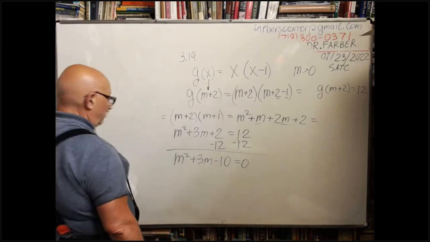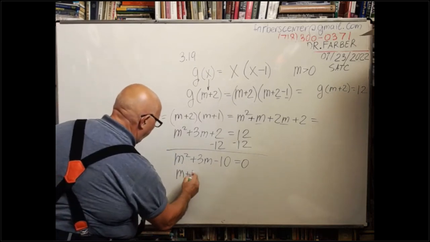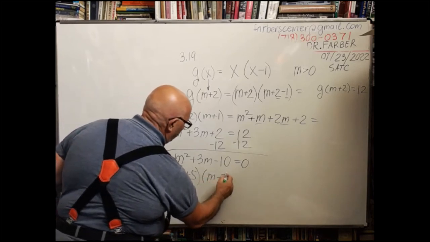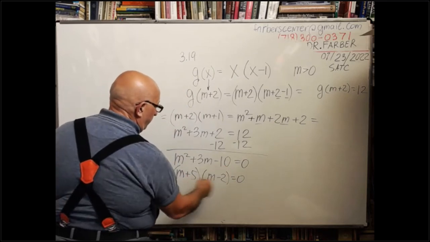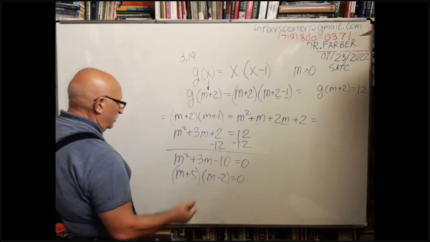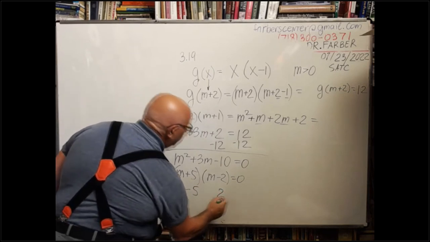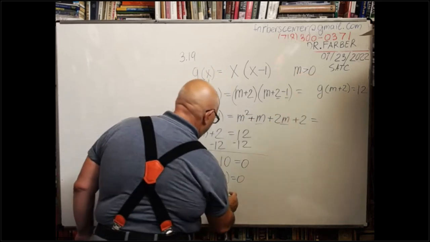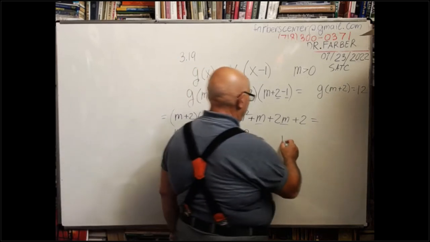5 and negative 2. (m plus 5) times (m minus 2). You remember how we do this. The product equals this and the sum equals this coefficient. So either m equals negative 5 or 2. Since we have these restrictions, the answer is supposed to be 2. And you can write m equals 2.